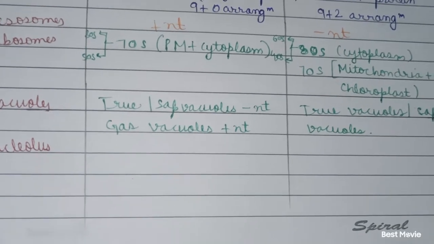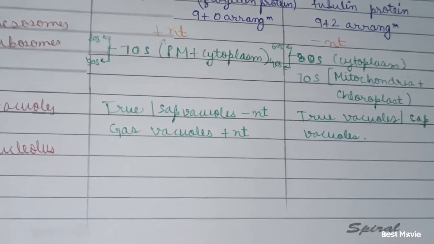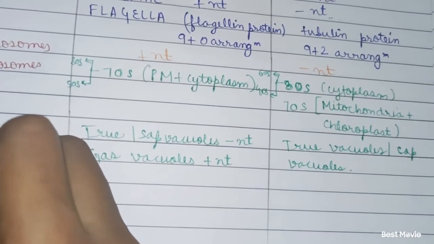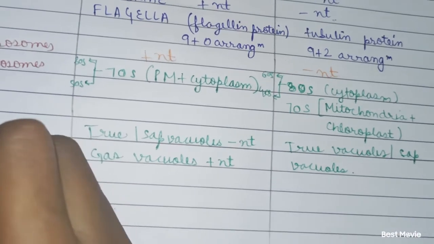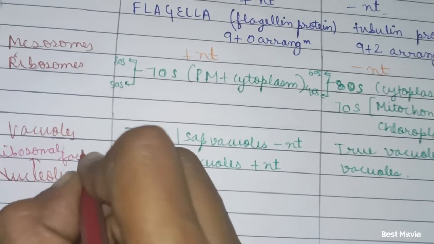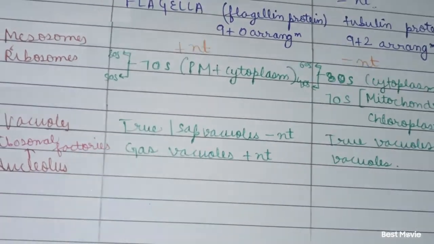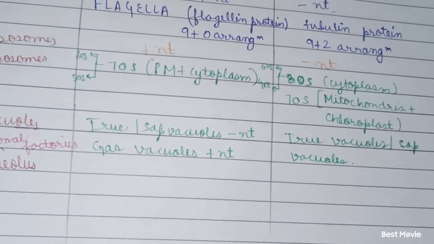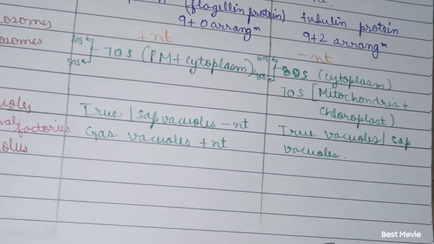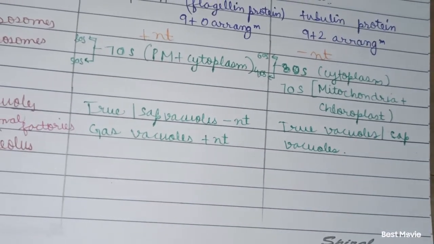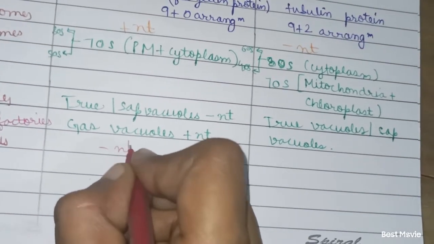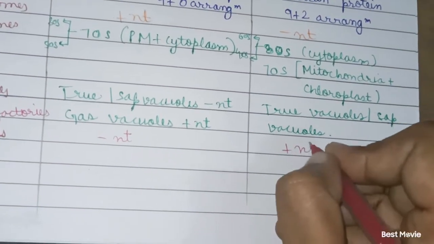The next difference we have is on the basis of nucleolus. Nucleolus is called the ribosomal factory because ribosomes are synthesized in the nucleolus only. So these are known as ribosomal factories. Nucleoli are present in more number and bigger in size in cells which are actively involved in protein synthesis. These are absent in prokaryotes but present in eukaryotes.